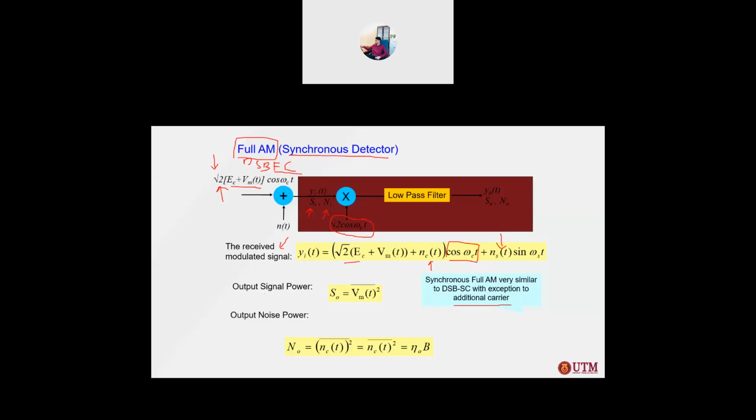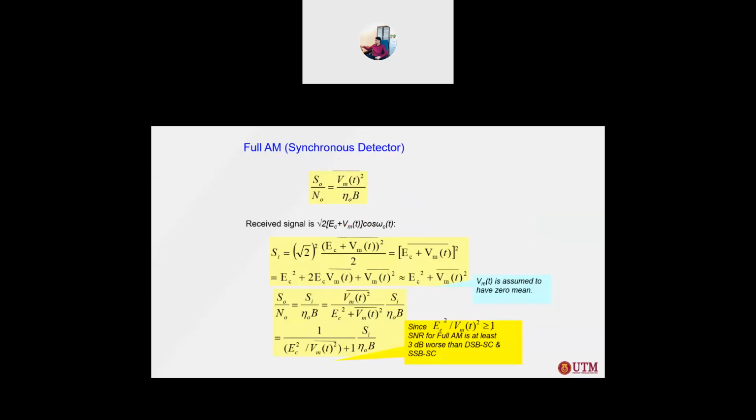Otherwise we wouldn't have them. So the output signal power is SO, VMT. Again, this one is not VMT; you have the square root because this is an RMS value. We have output noise power NO, NCT square. So this one is similar to the double sideband suppressed carrier. This one is similar as well.